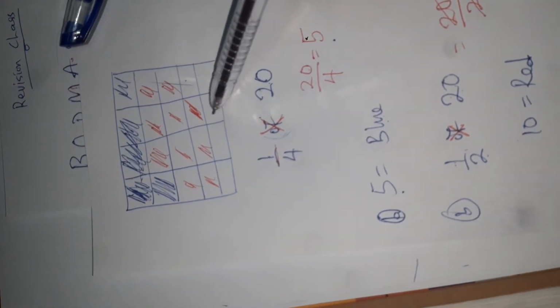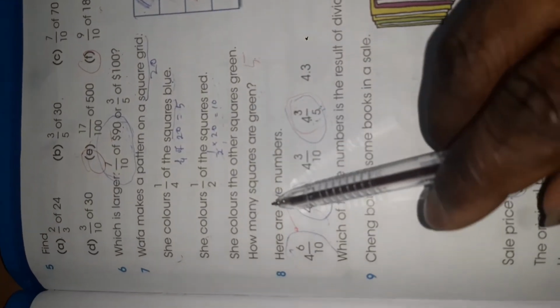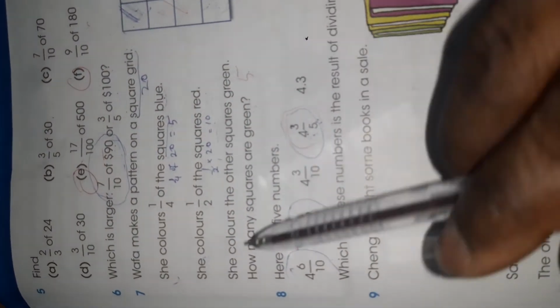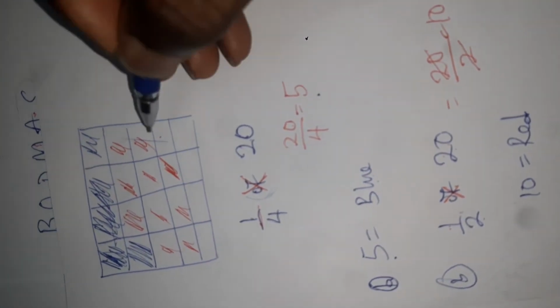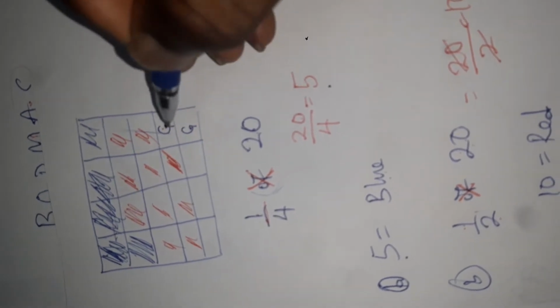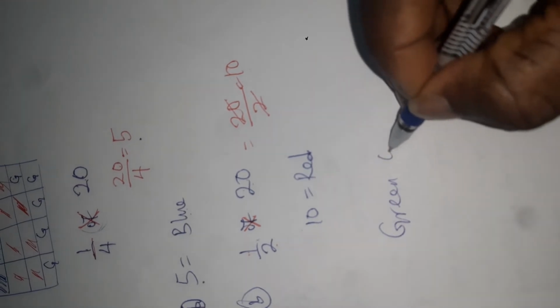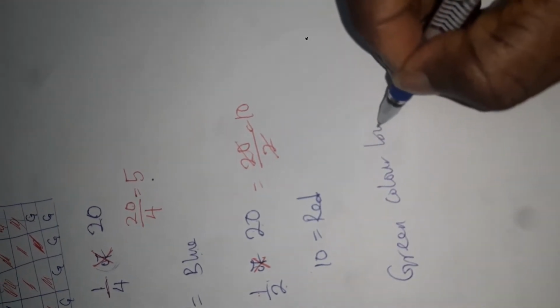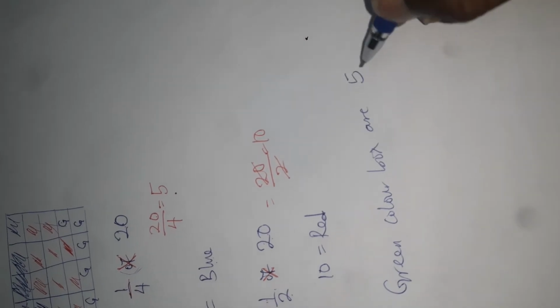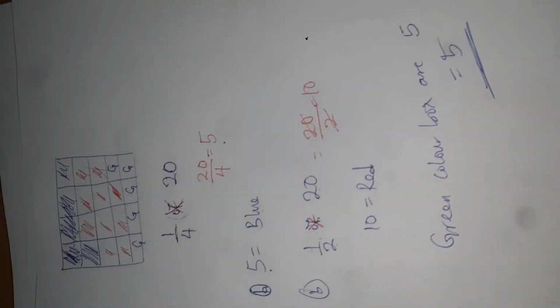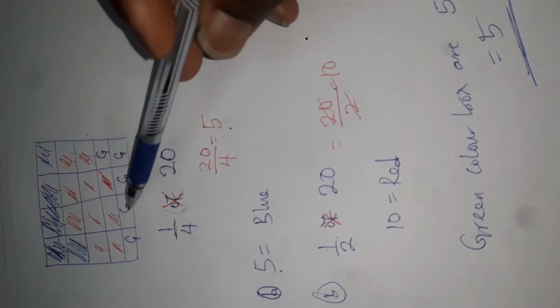Now the question says she colors the other square boxes, that is the remaining square boxes. She colored it what? She colored it green. Now the question says how many square boxes are green? So it means that the remaining boxes are going to be green. 1, 2, 3, 4, and 5. So the green color boxes are what? Are 5. That is equal to 5, because that is the remaining boxes that are colored green.